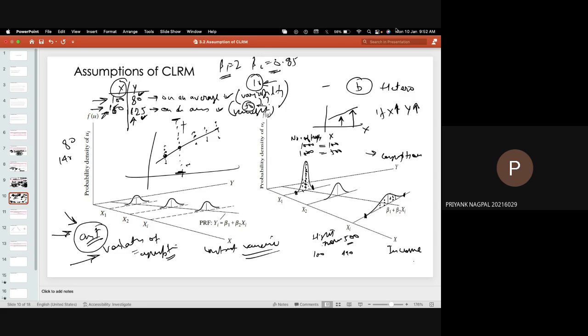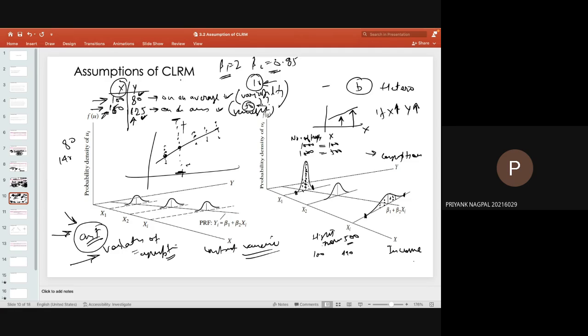Sir, I don't know if I got it wrong, but you are basically trying to say that we want the conditional variance to be constant, so that we have an equal spread of x values, so that we are able to predict the model better.